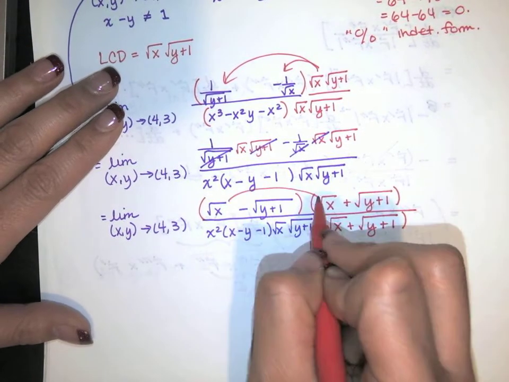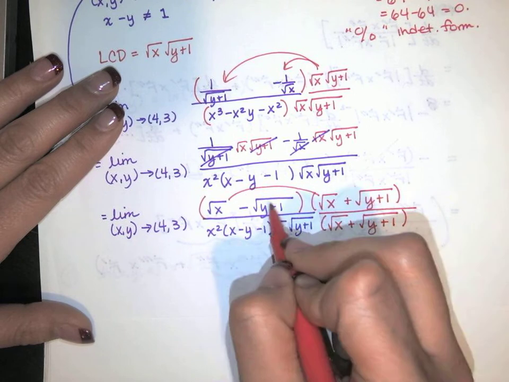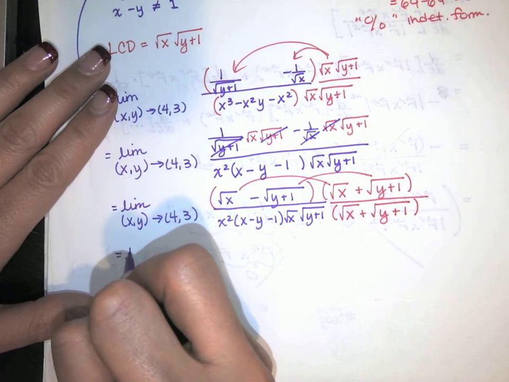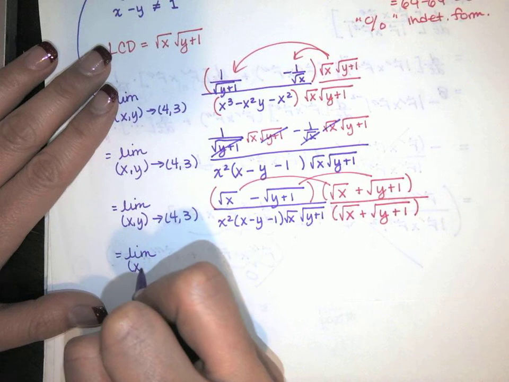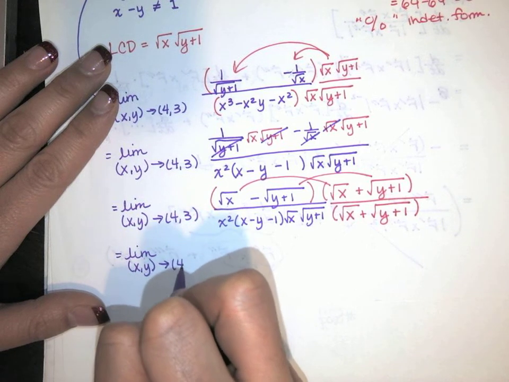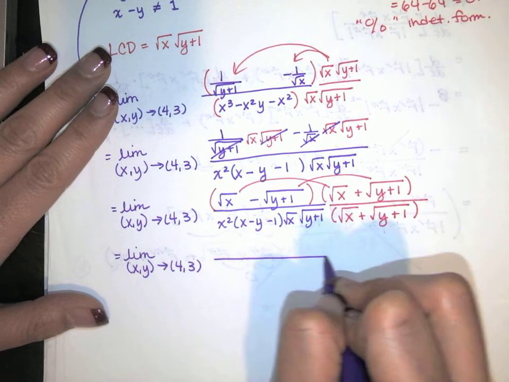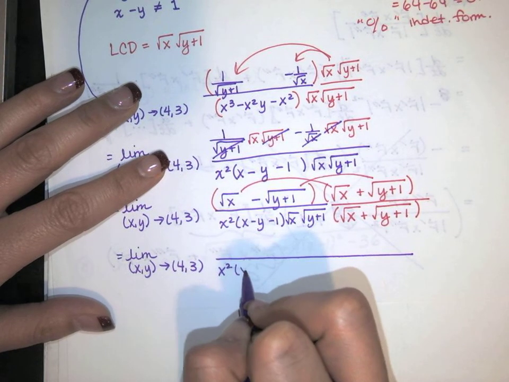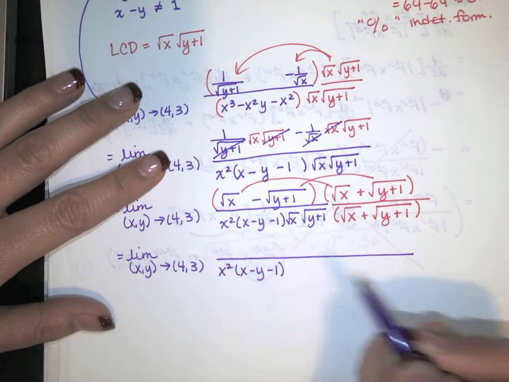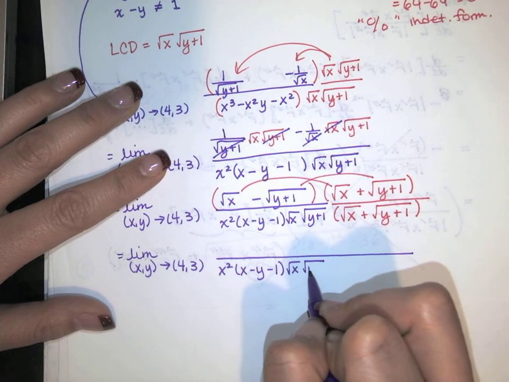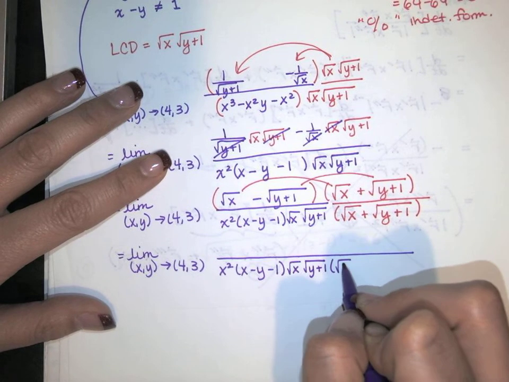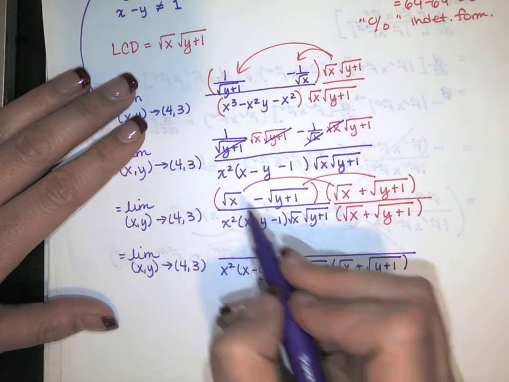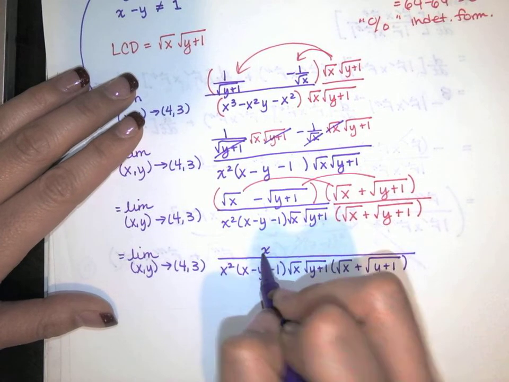Now in the numerator you want to distribute first times first, outer times outer, inner times inner, and last times last. In the denominator, you want everything factored as much as possible because we're hoping something will cancel with what we get in the numerator. So I've got x squared and x minus y minus 1, square root of x, square root of y plus 1, and the square root of x plus the square root of y plus 1 as another quantity. Now first times first up here gives me an x.